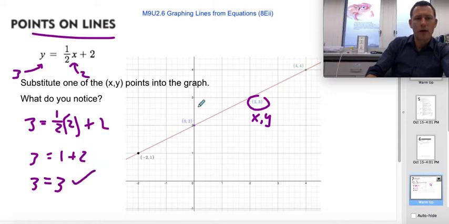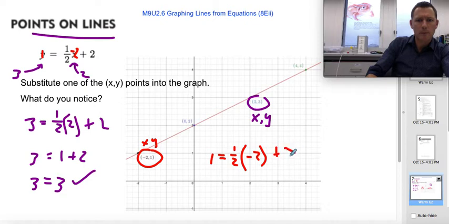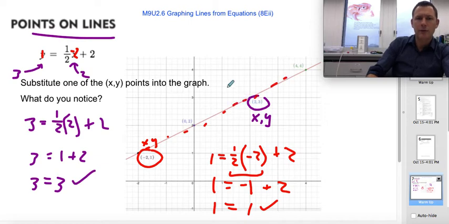That's true, right? And even if you picked a different value, if you picked this, negative 2 and 1, x and y, you get 1 equals half times, I put the negative 2 in for x, half times negative 2 plus 2. This is negative 1, and plus 2. So this is 1 equals 1. That's true. All of these points on the line are going to make this equation true.